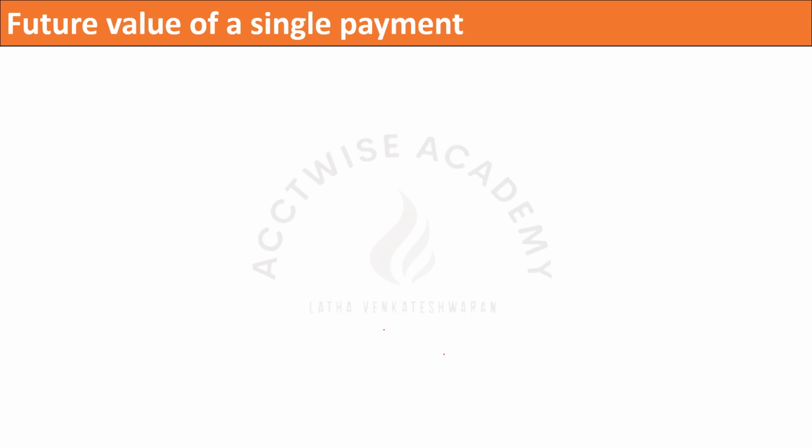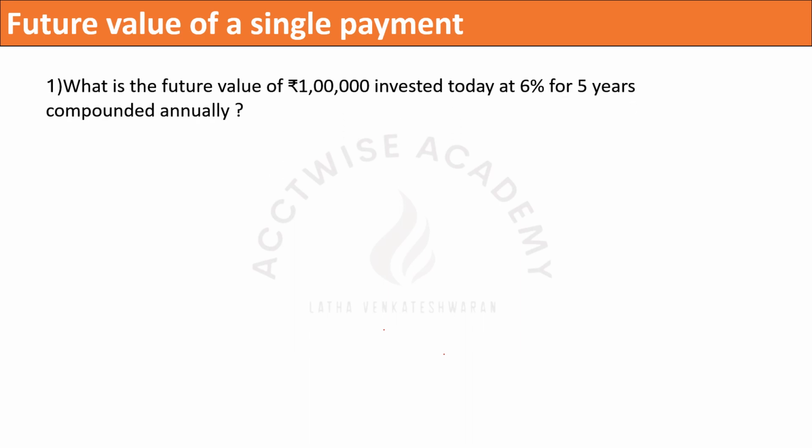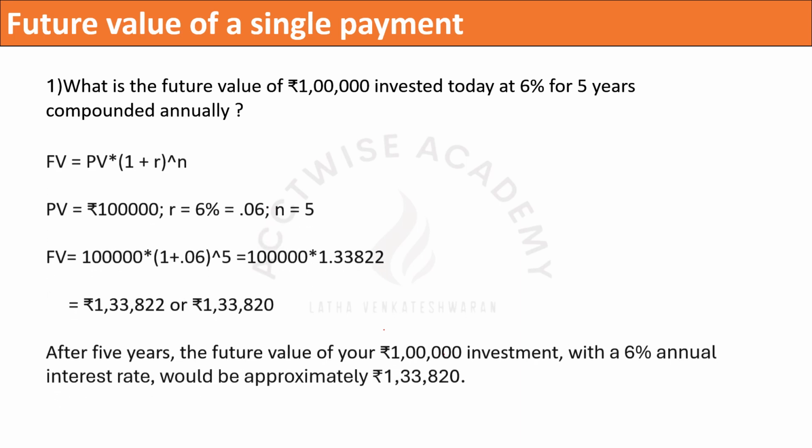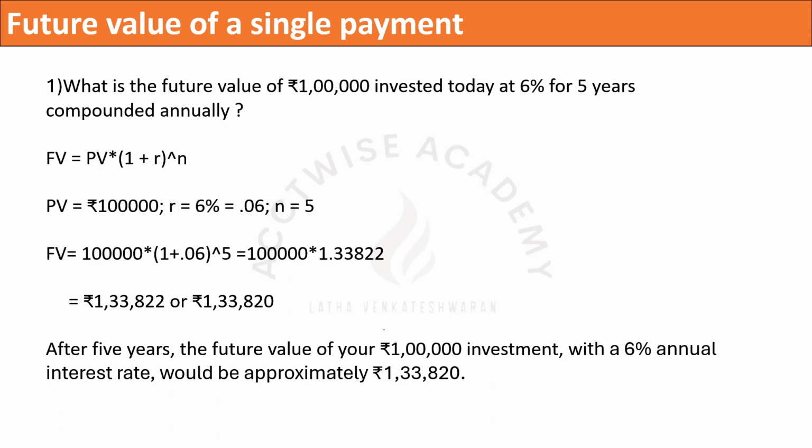We are going to see a sum for future value of a single payment. The sum is, what is the future value of rupees 1 lakh invested today at 6% for 5 years compounded annually? So the solution is, we know the formula for future value is FV is equal to PV into (1 plus R) the whole power N. So here PV is invested today, means 1 lakh. R is 6%, that is 0.06, and N is 5.